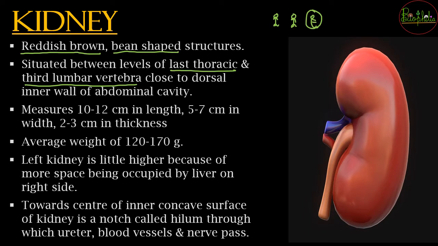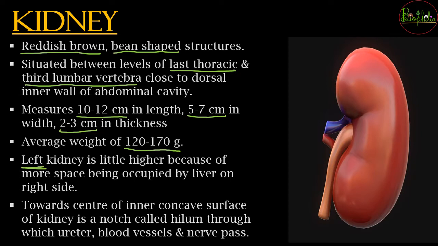So if you try to measure the kidneys, like what is the size of it, then it is going to have about 10 to 12 centimeters in length, 5 to 7 centimeters in width, and 2 to 3 centimeters in thickness. So you can have some clay, and by keeping the clay in these dimensions you can understand how big the kidney is going to look. So in this size of kidneys, the weight is going to be 120 to 170 grams of each kidney, and in that also the left kidney is going to be higher.